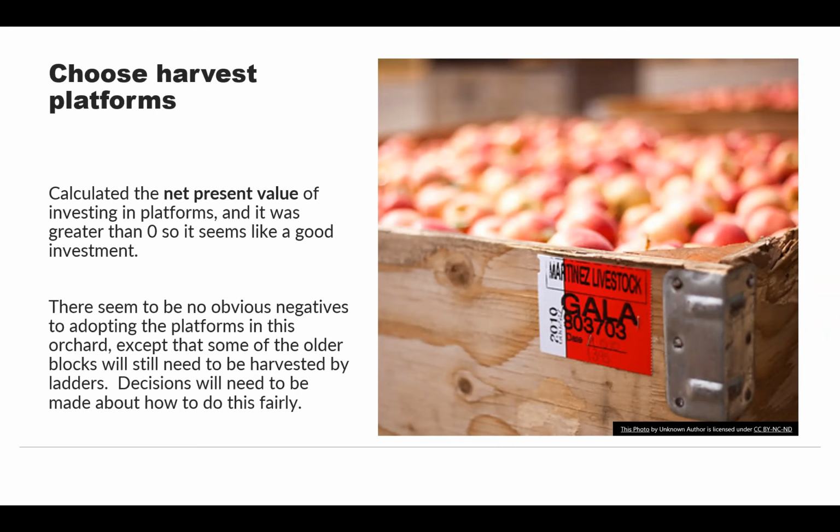There didn't seem, at least for me, any obvious negatives to adopting the platforms, and there seemed to be more positive attributes compared to replacing workers and continuing to use the ladder system, except that some of the older blocks will still need to be harvested by ladders. So I have to make decisions about how to allocate that type of work fairly, and implementing that could still be a challenge.